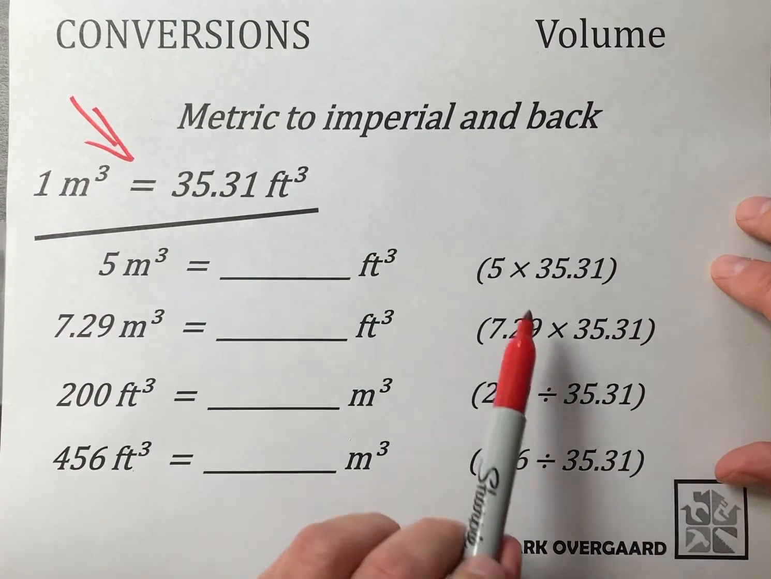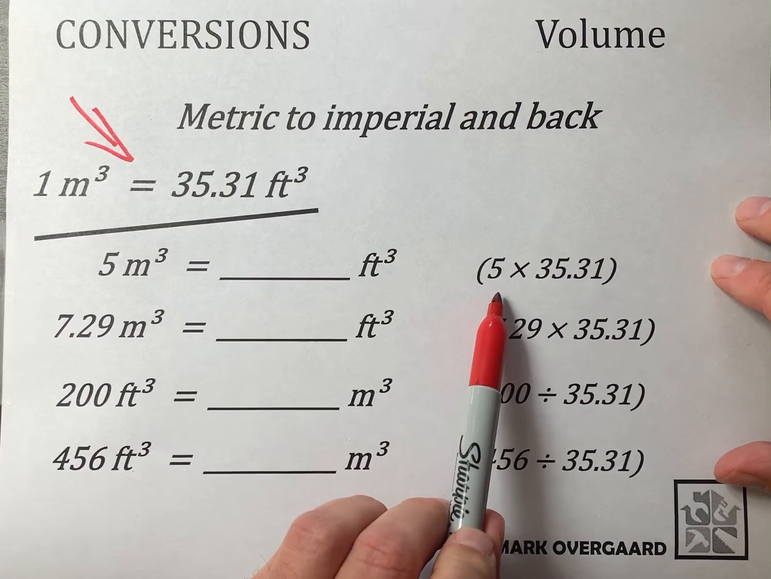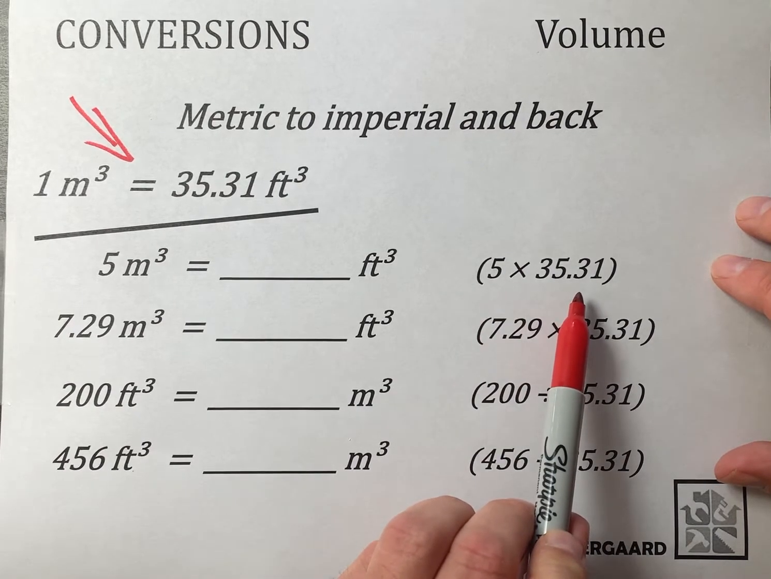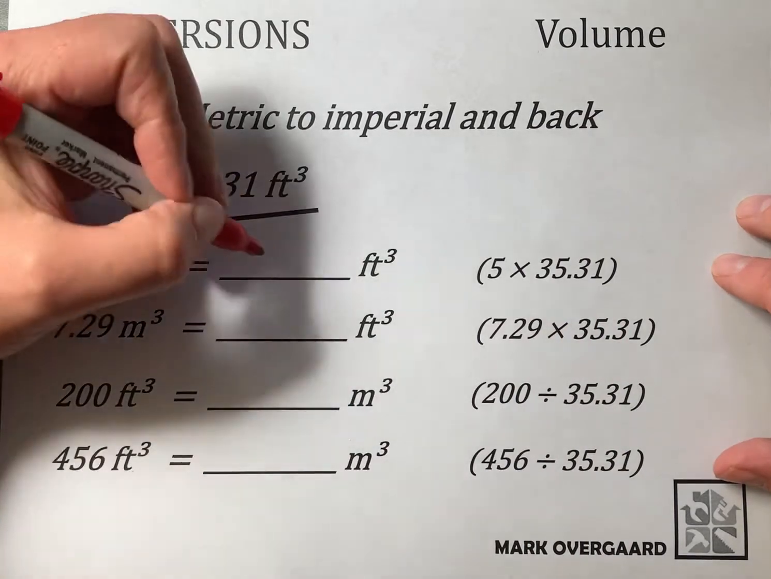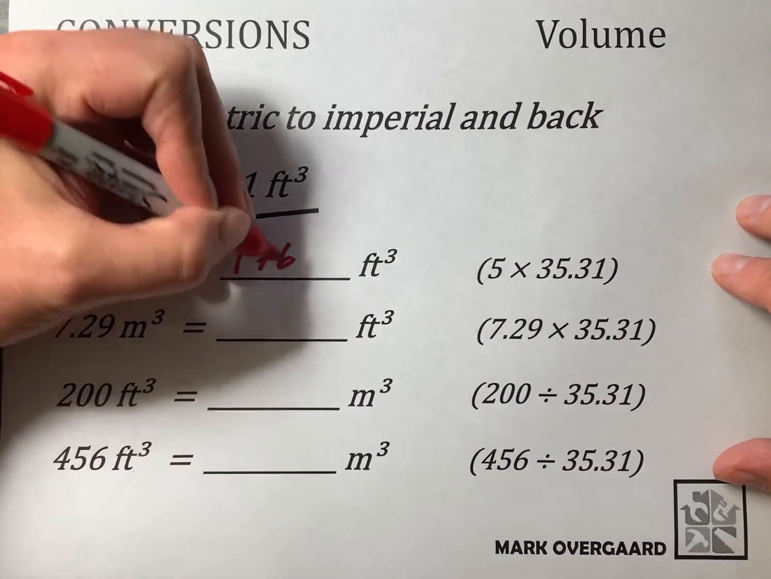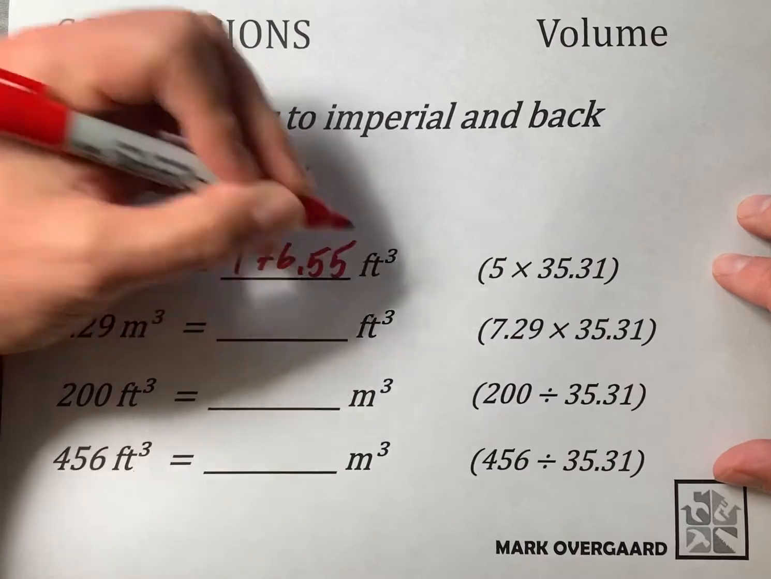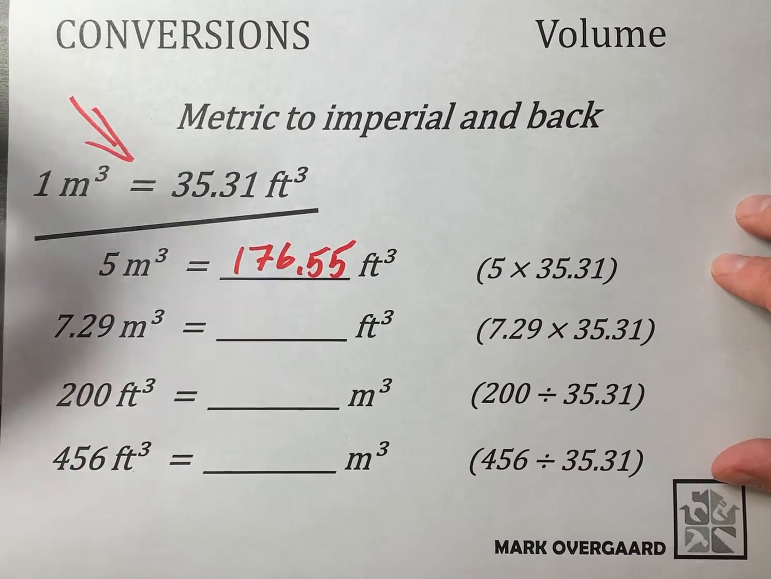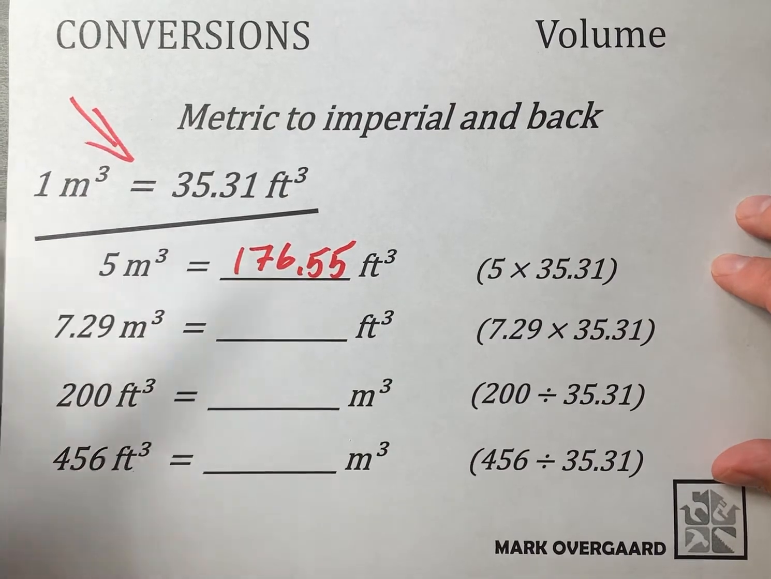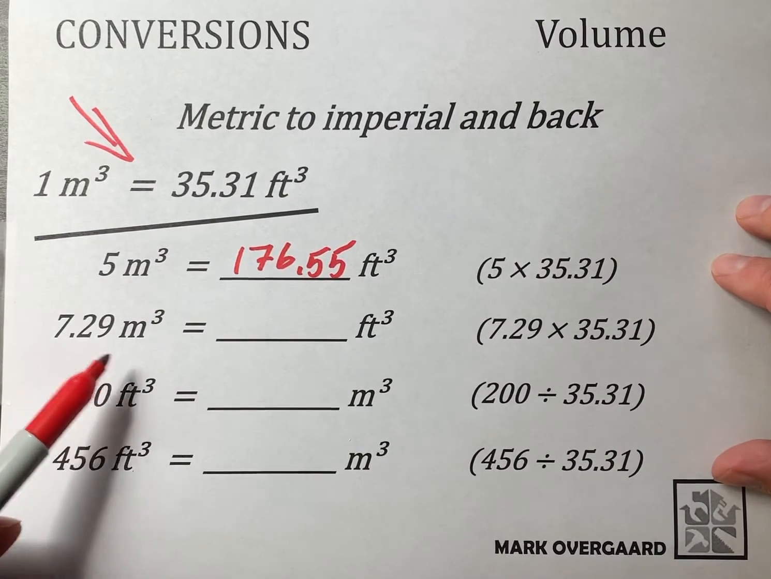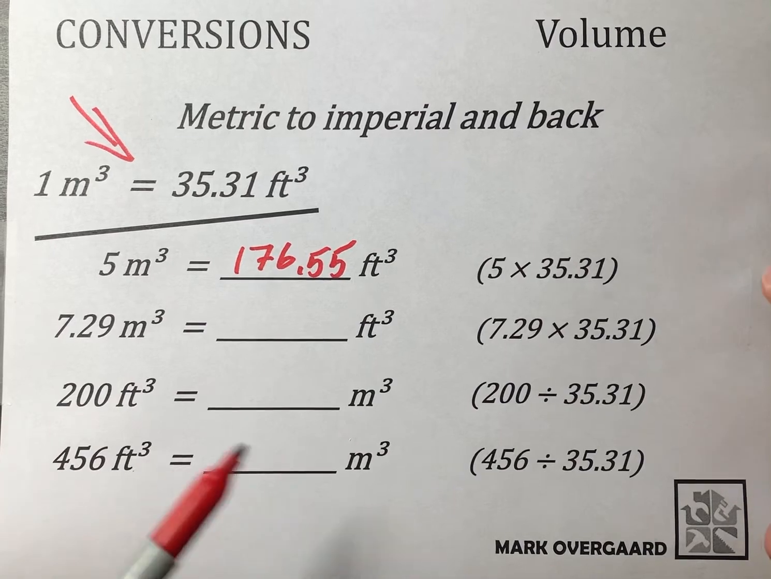So what we do is we say, well, 5 cubic meters, each one is 35.31 cubic feet, okay? And lo and behold, we get 176.55 cubic feet, okay? So 176.55 cubic feet is 5 cubic meters. Same with the next one, going from cubic meters to cubic feet. And it makes sense, right?